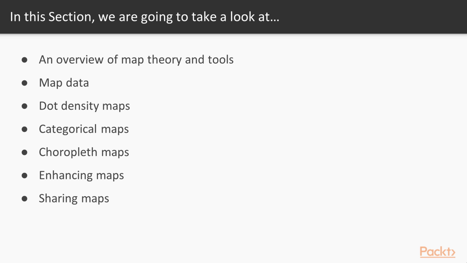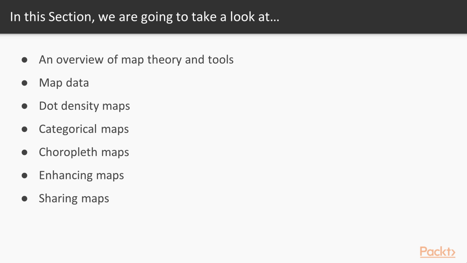And to provide a brief overview of what we're going to cover in this section, we'll begin with this introductory video and talk a little bit about map theory and some of the available tools that are out there. And then we'll focus in our second video on map data. How do we take data, prepare it for effective mapping, validate it, and go through the same sorts of exercises that we did with chart data?